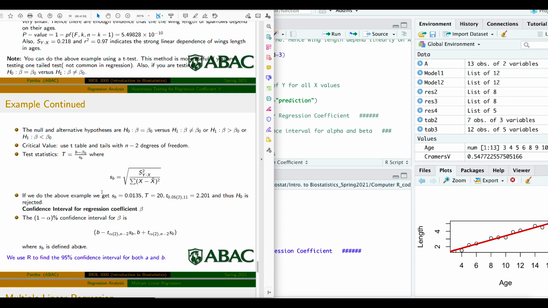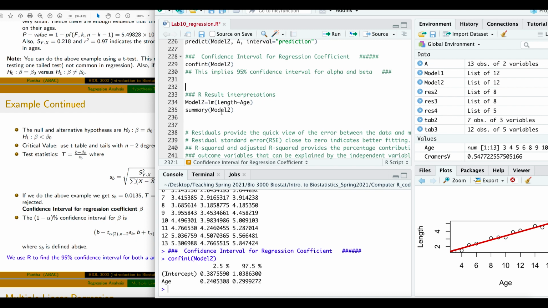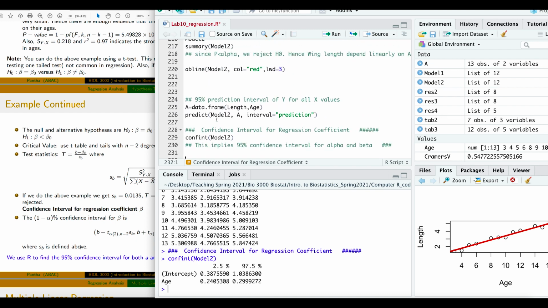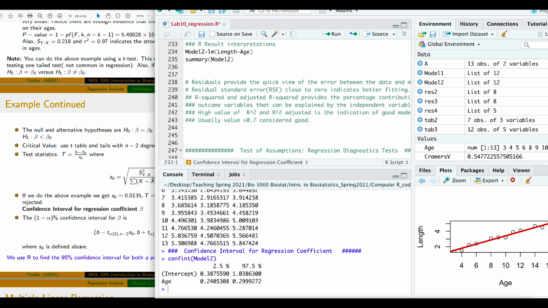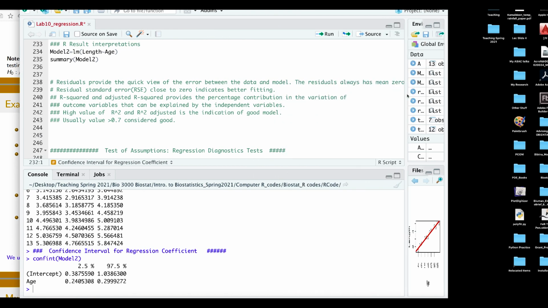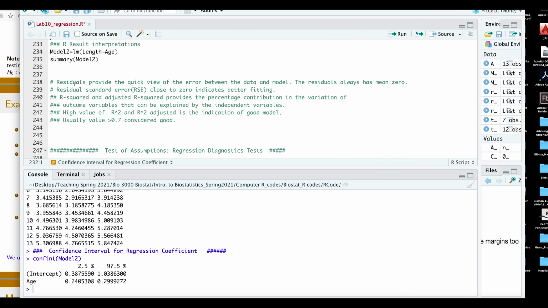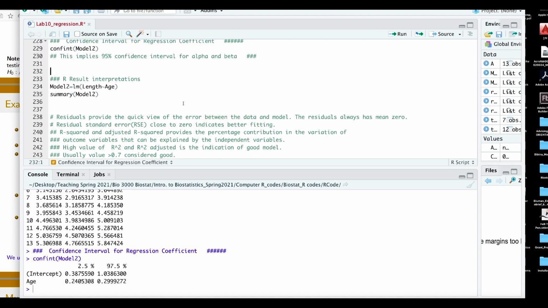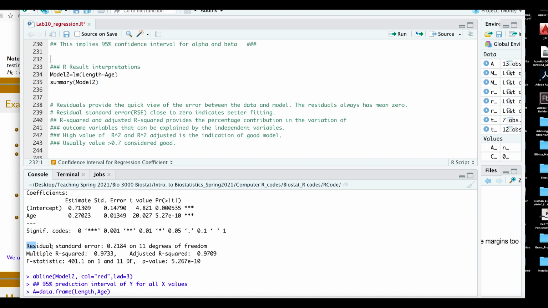So this is all about doing the simple linear regression test, the analysis of the simple linear regression. I think I had that already, so I don't need to run that. Let me show you something here. I have written the analysis result here. Residuals provide a quick view of the error. Basically, what it is saying is the residual errors. Look at here, residual standard error.